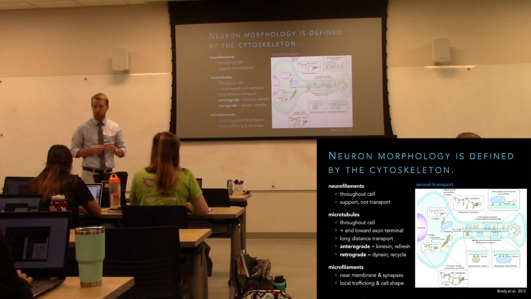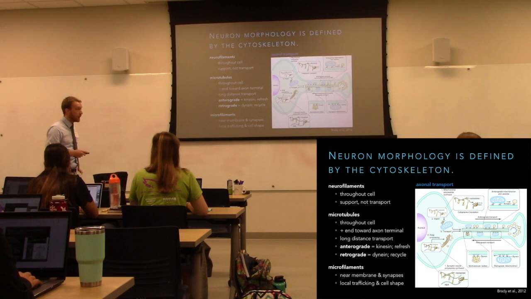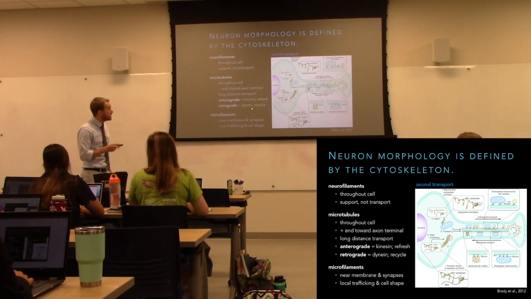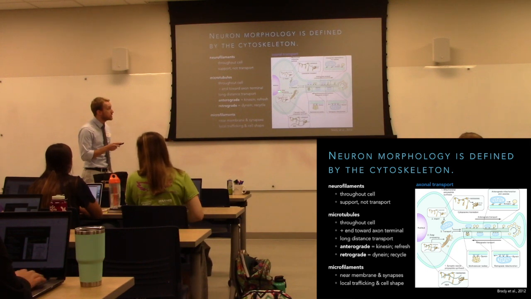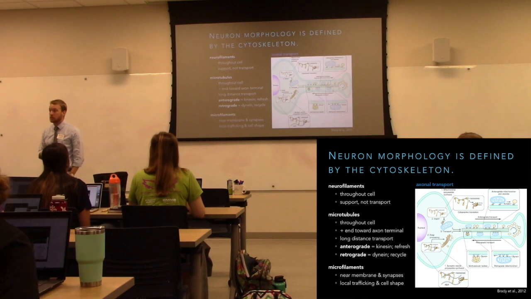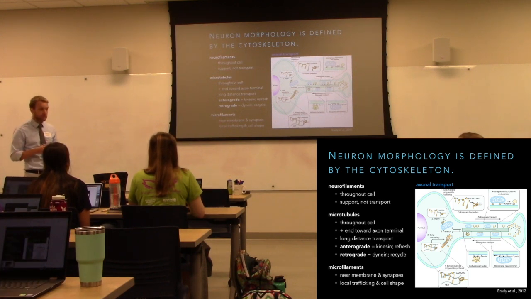So if you're a newly made protein, you want to get down to the synapse, hop on kinesin, because that's going to attach to microtubules and run toward the plus end. If you're an old protein, you've got a few miles on you, you're not functioning properly, hop onto dynein. That's going to run toward the minus end and bring you back to the cell body where you can be inserted into a lysosome and broken down.